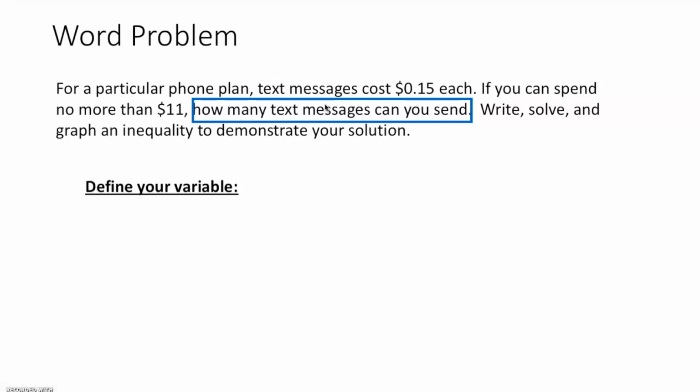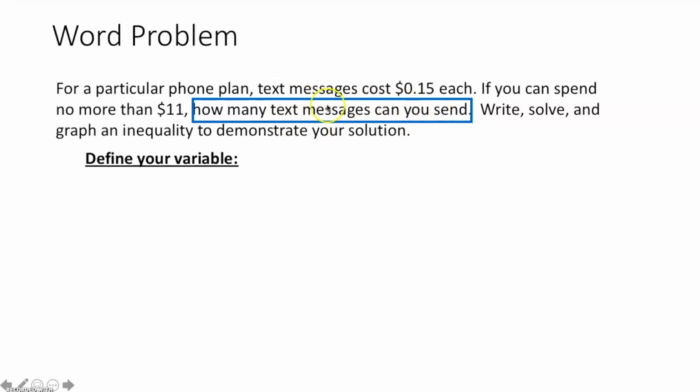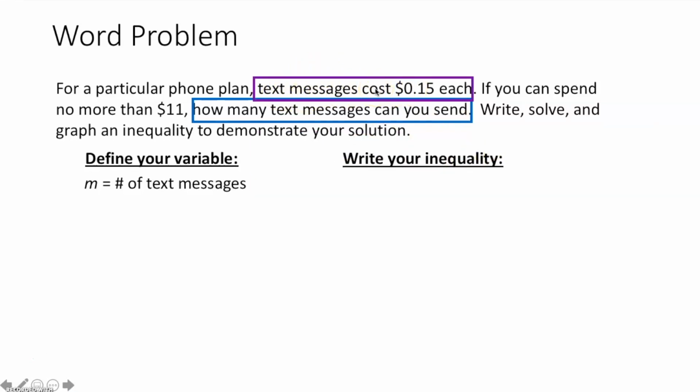So step 3, we define our variable. It's going to be based on what we're trying to find. How many text messages can you send? We'll say M is the number of text messages. Next, we need to write our inequality. Now, is there information in this word problem that will help us write our inequality? Well, it says text messages cost 15 cents each. So the amount of money you're going to spend is 15 cents times the number of text messages. So we have 0.15 times M, and that has to be no more than $11.